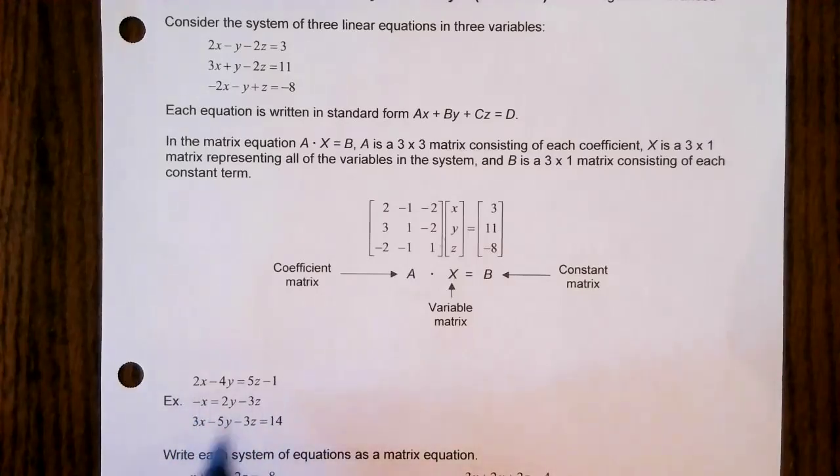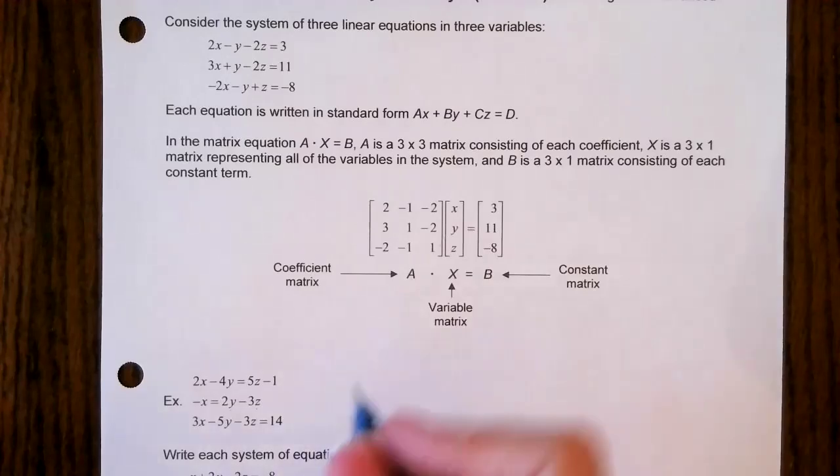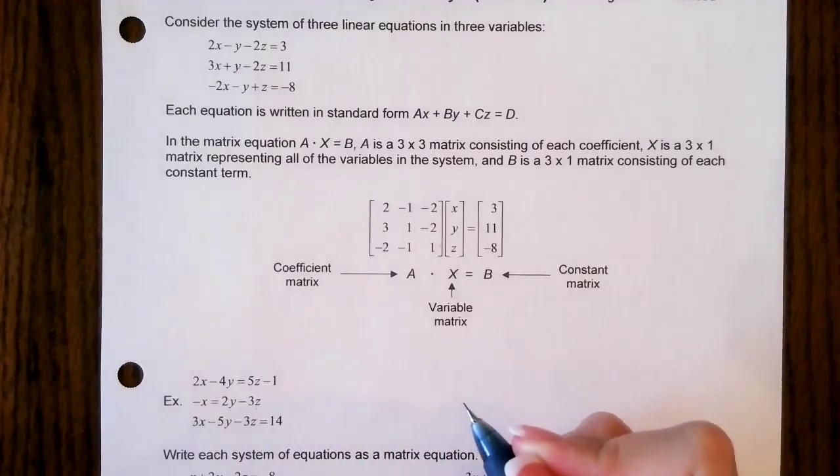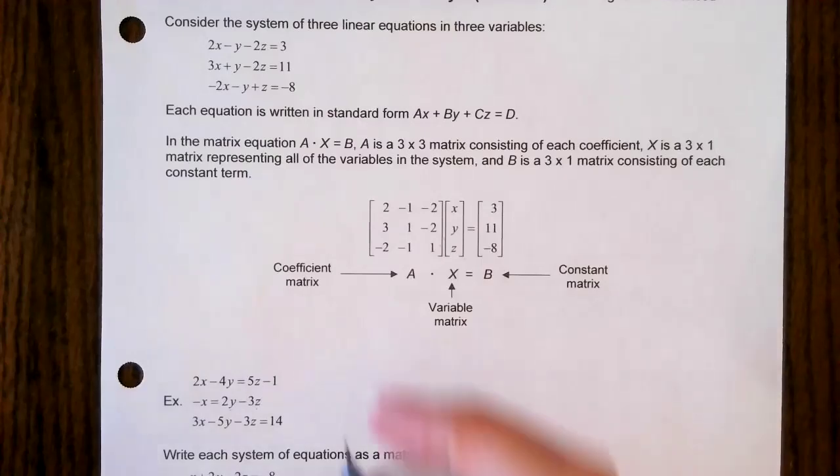The first thing I look at when I have this example here is that my 2y and my negative 3z on this second equation are on the wrong side of the equal sign. And on my first equation, the 5z is on the wrong side of the equation. So the first thing I want to do is make sure they're all in the standard form. They do have to be in the standard form to do it with matrices.